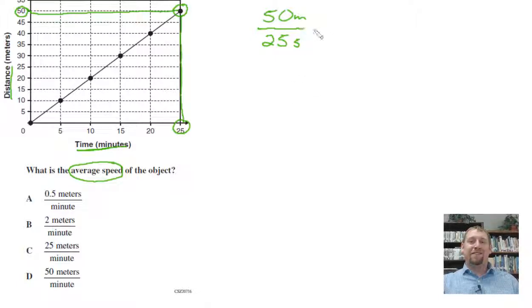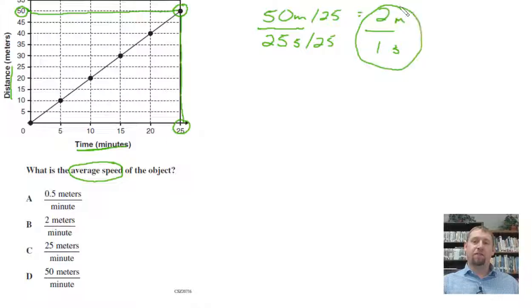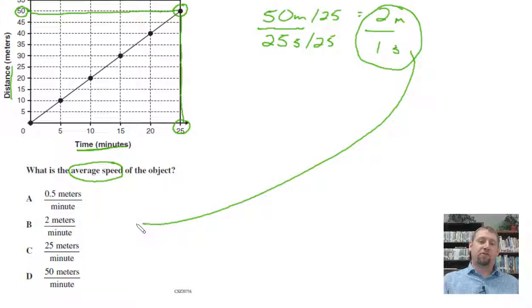So in a sense, I am going to divide both of these numbers by 25. That's how I'm going to reduce that fraction. So when I take 50 divided by 25, I get 2, and 25 divided by 25 gives me 1. And that's kind of how, in my head, I reduce that fraction. So in other words, 2 meters per 1 second. That's kind of the solution as far as what is the average speed. And that actually gives us choice B down here.